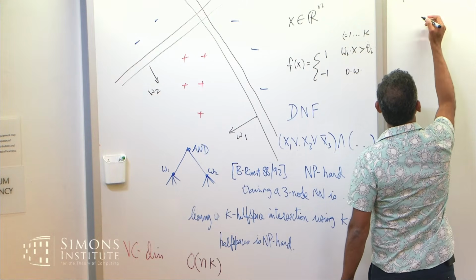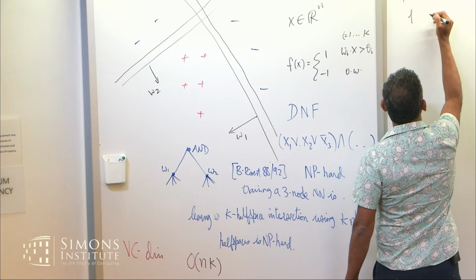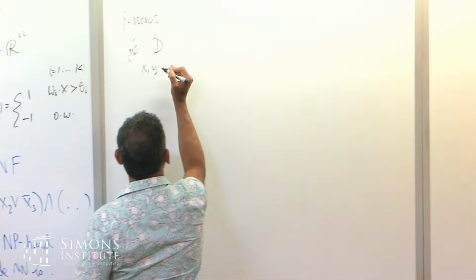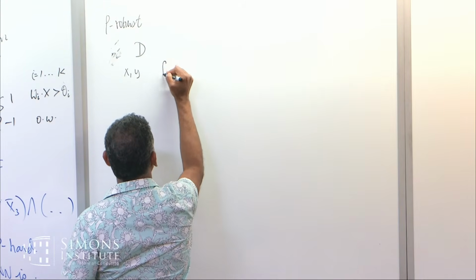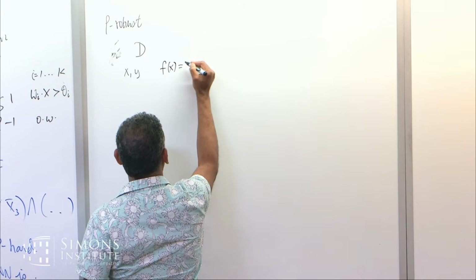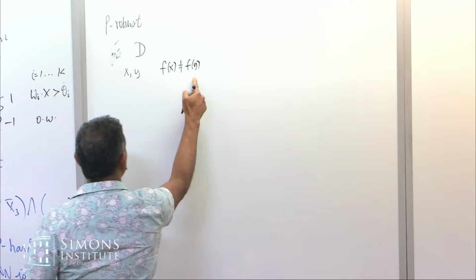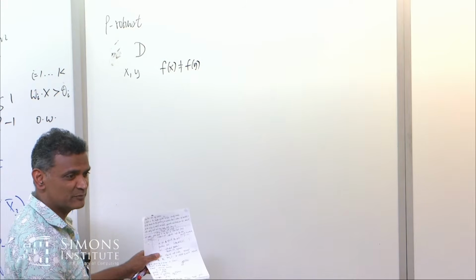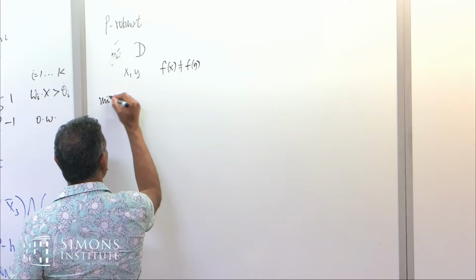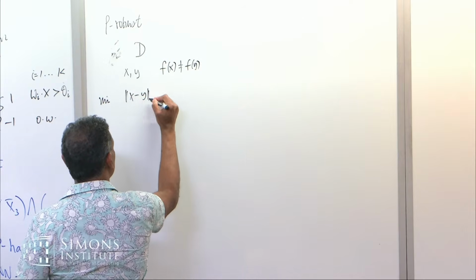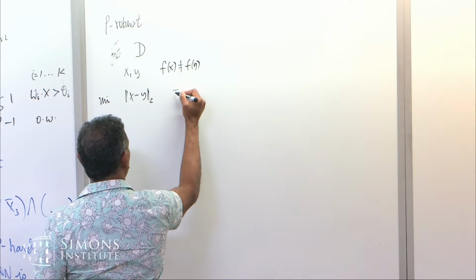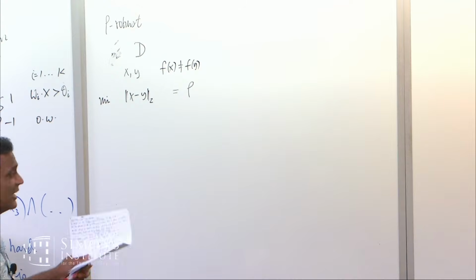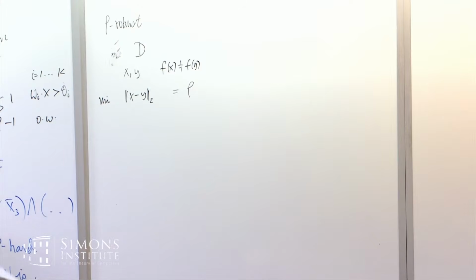And this just means that if I take over the distribution D any pair of points x, y where the function has different labels, so the label has changed, the distance must be at least something. So two points with different labels must be at least at some distance apart. So then the minimum of this, x minus y, let's say Euclidean distance, this is what we're calling rho. Okay, so two points with different labels, a plus and a minus point, must be a distance at least rho.